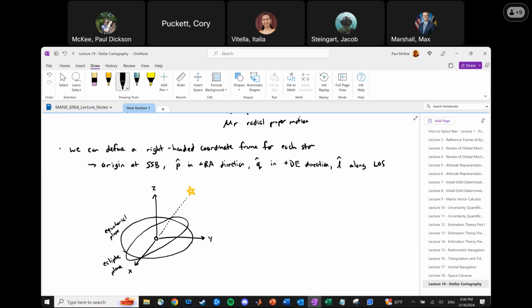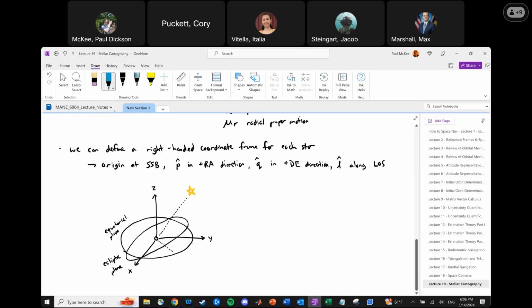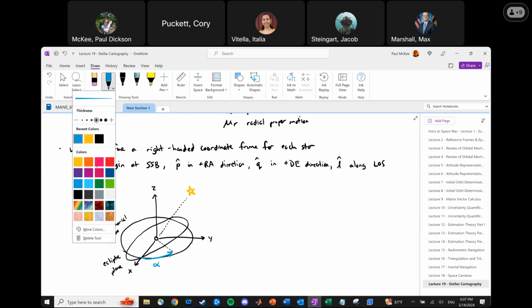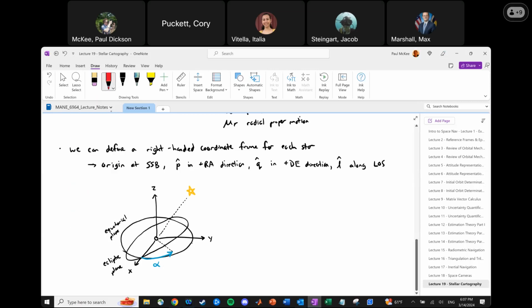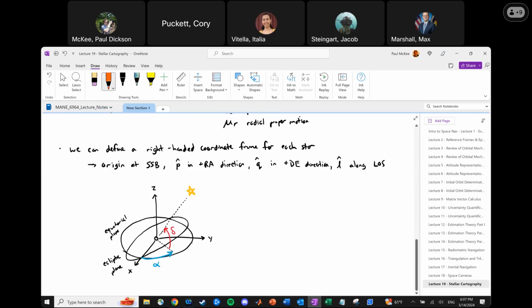Well, then let's say that the projection of that star direction onto the XY plane is right there. Okay, so then here's time for a fun color. Let's use blue. This is going to be our right ascension angle. That's right ascension. And then red is going to be our declination angle. So this right ascension and declination allows us to direct a line to this star. Now maybe we'll use orange for the star line of sight.